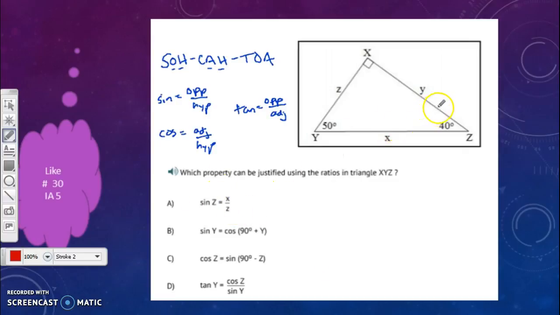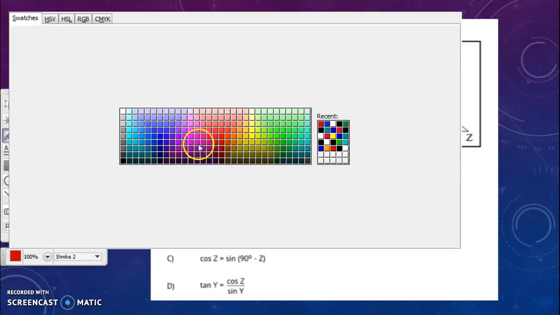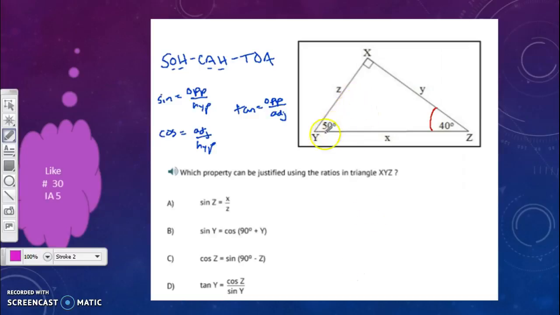The sine of angle Z. Well, the sine of angle Z would be the opposite over the hypotenuse. Well, we all know that the hypotenuse is directly across from the right angle. So this guy, no matter which angle we look at, this is our hypotenuse. If we're looking at angle Z right here, though, the sine would be the opposite over the hypotenuse, so it would be something over x. So this can't be right because that's not something over x.